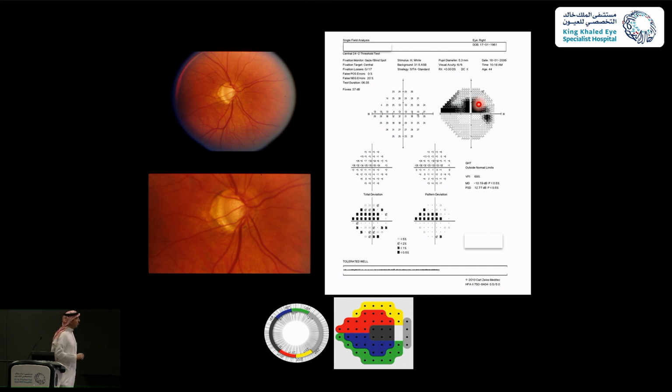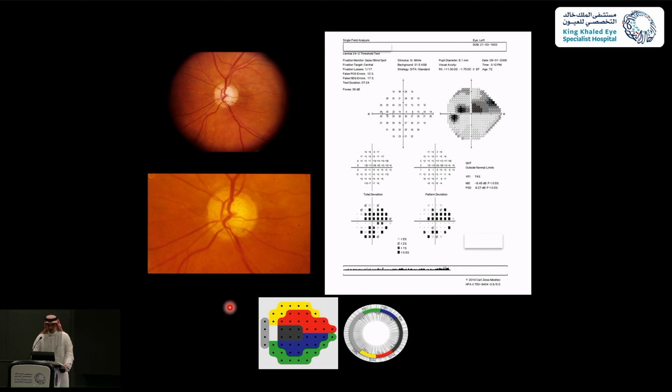And when you look at the mean deviation and the pattern standard deviation, the mean deviation is -10 and the pattern standard deviation is 12. So -10 is between -6 and -12. So this is moderate glaucomatous optic nerve head damage, showing us moderate glaucomatous visual field changes or damage.